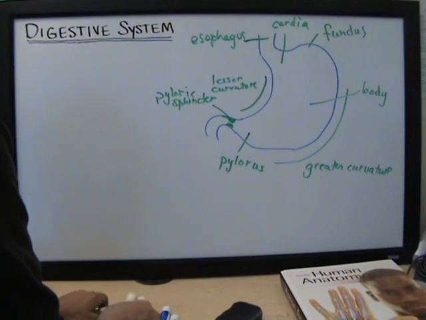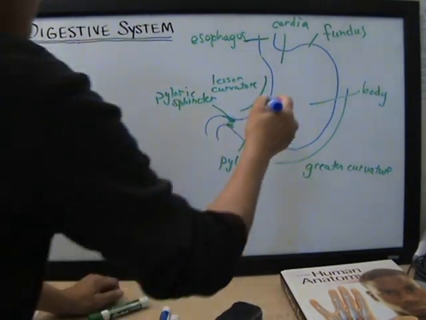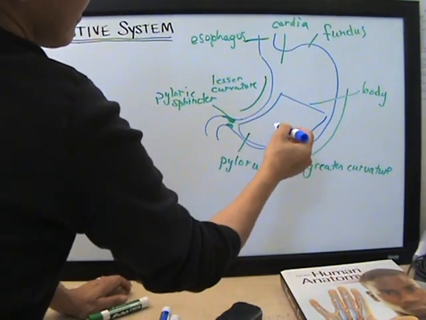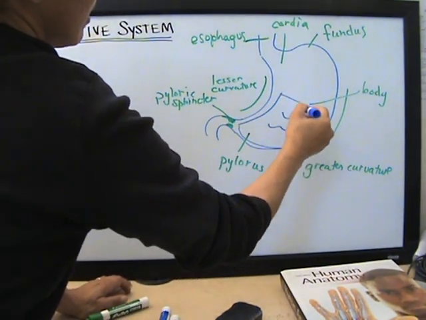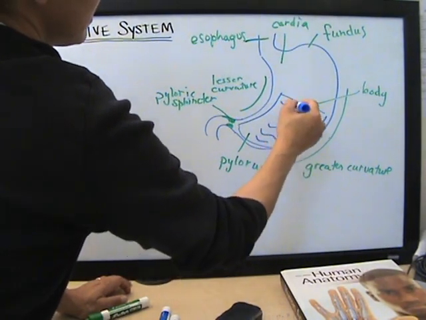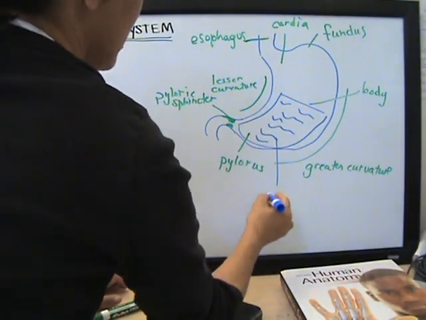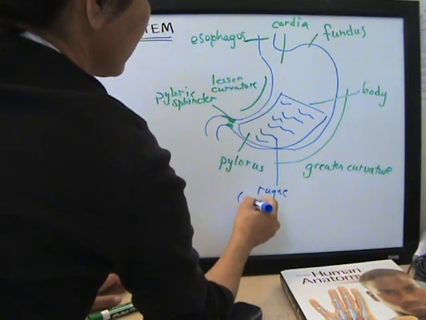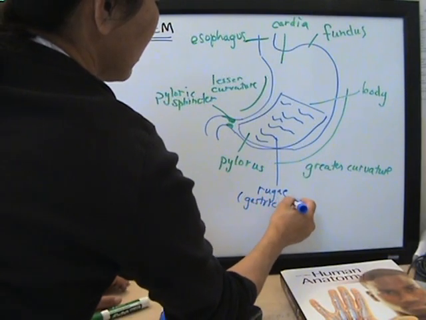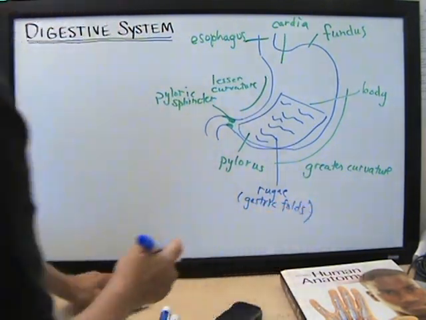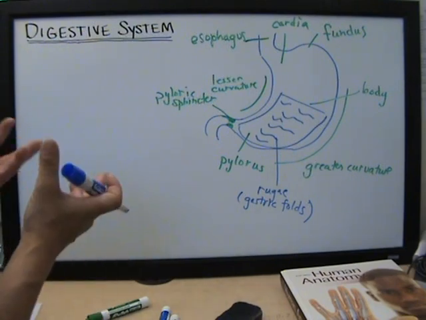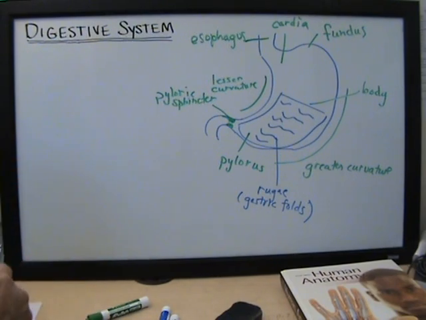If we were to take a peek on the inside, so this is looking on the inside of the stomach, we see these folds called rugae or gastric folds. Okay, it allows that stomach to expand when filled, and then to retract and go back to a smaller size when not filled.